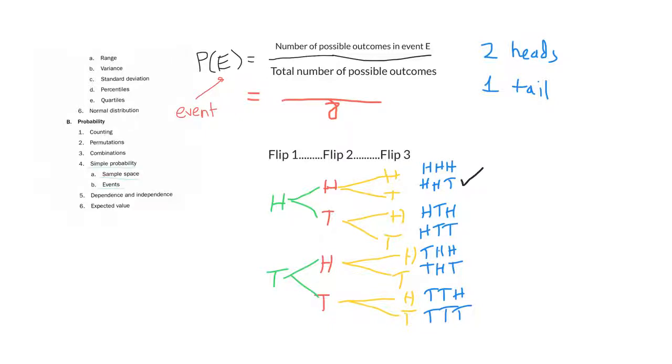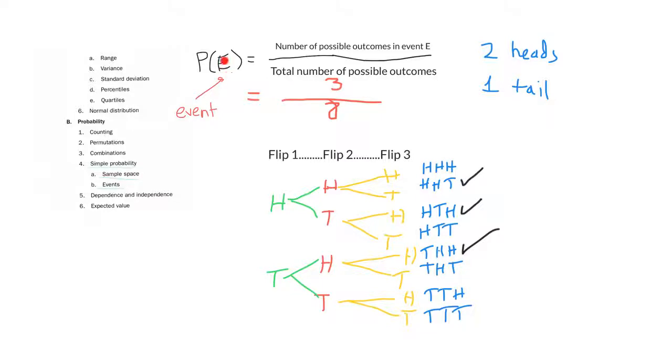I see 1 right here. I see another 1 right here. And it looks like that is all. So we have 3 out of 8. There are 3 combinations there. So we have 3 over 8. So that would be the answer to this problem.